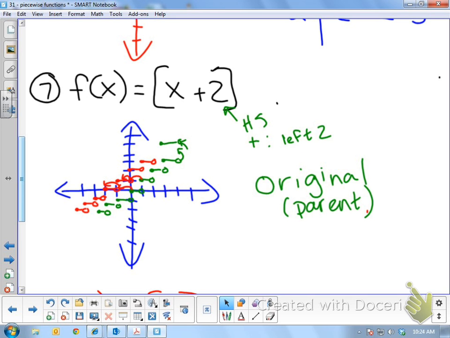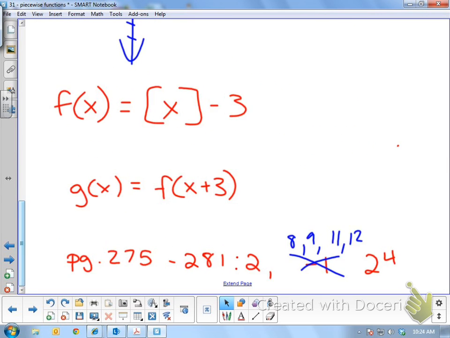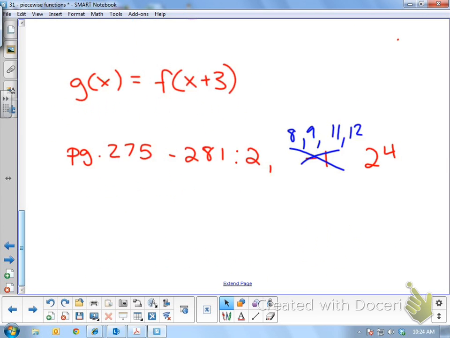So your homework for tonight is page 275 to 281. It's just that we had to kind of skip some pages, so it's anywhere in that set of pages. Problems 2, 8, 9, 11, 12, and 24.